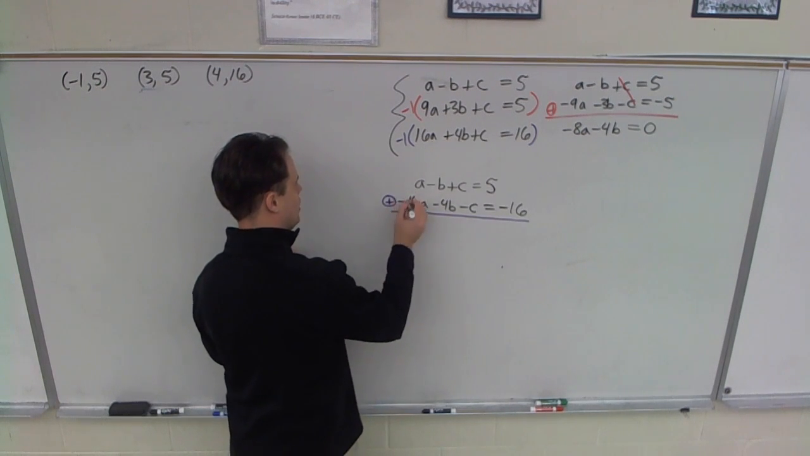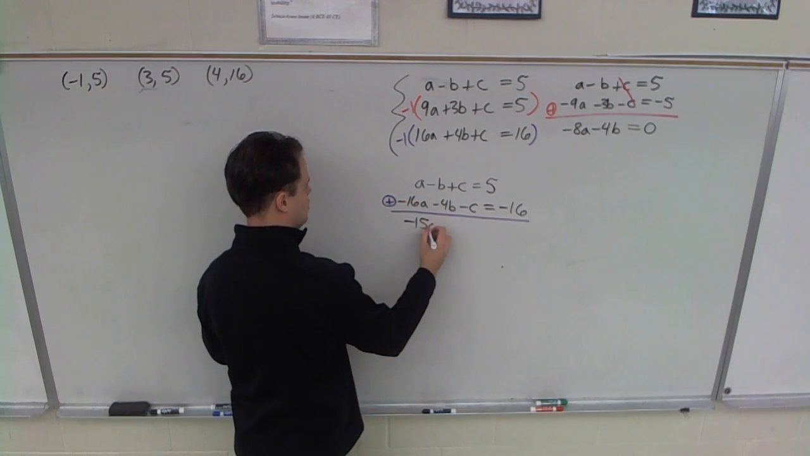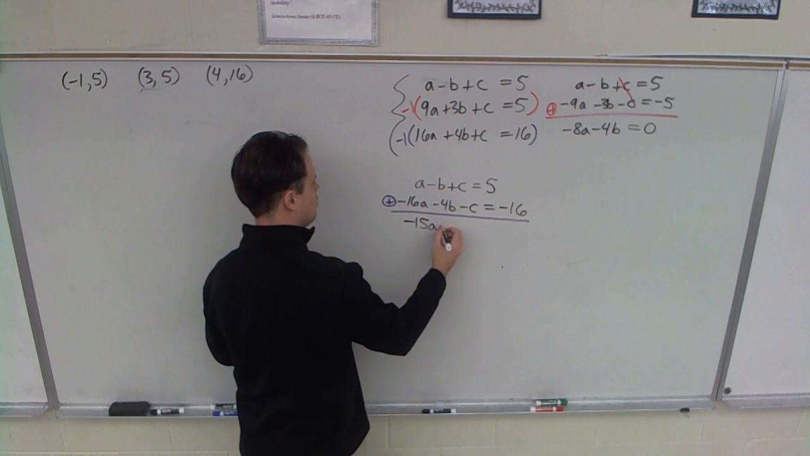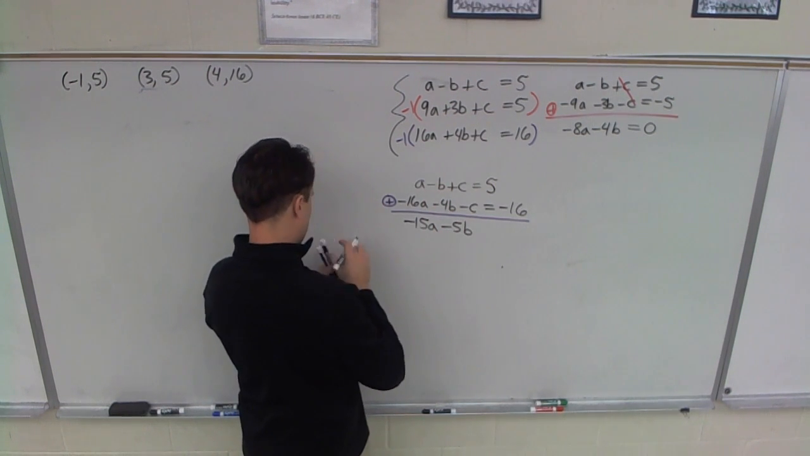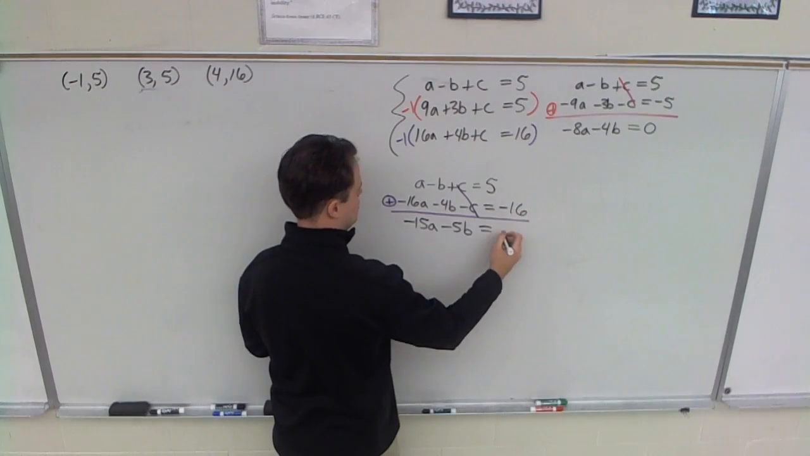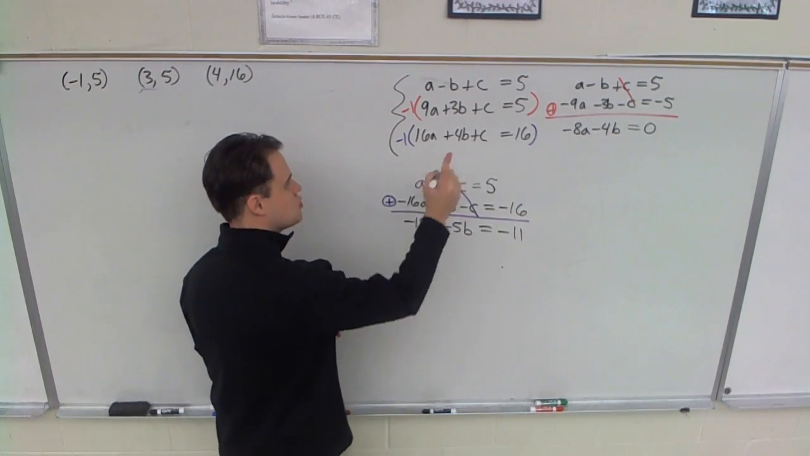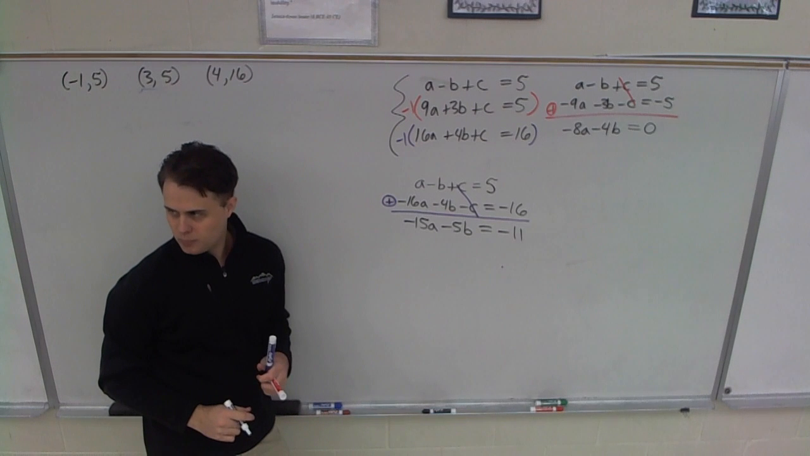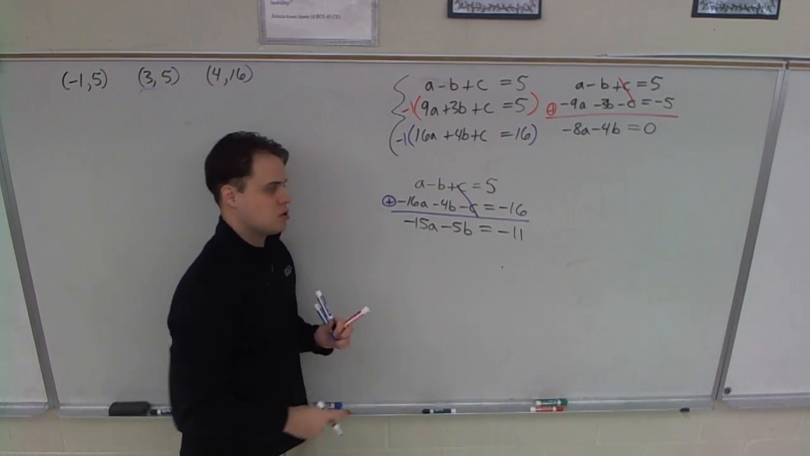Okay, so we've got 1 minus 16 is negative 15. Negative 1 and negative 4 is negative 5. And our c is eliminated just like we wanted. 5 minus 16 is negative 11. So there's one equation with a and b. There's another equation with a and b.